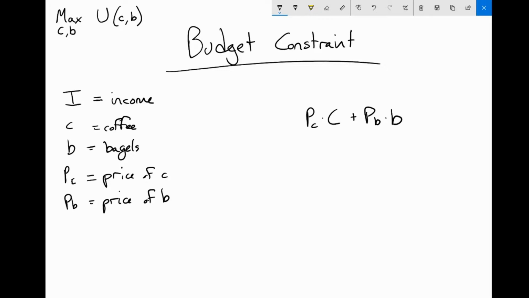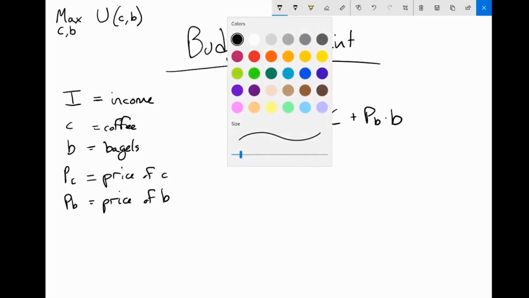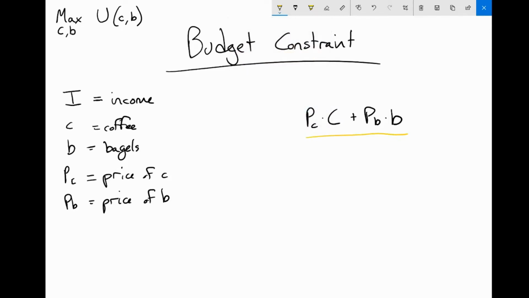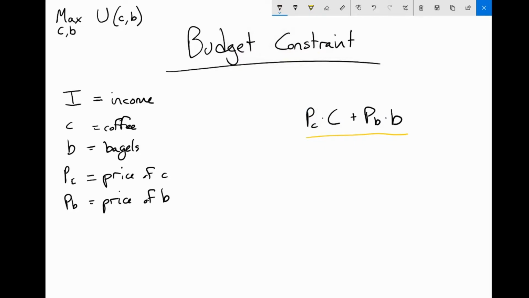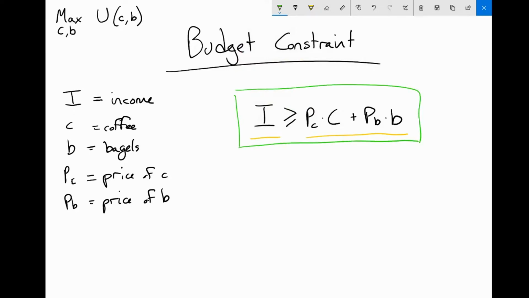And so if I say that we face a budget constraint, that means that I cannot spend more than I have. So that means my income has to be greater than or equal to what I spend. I cannot spend more than I have. So then this expression here will be our budget constraint.